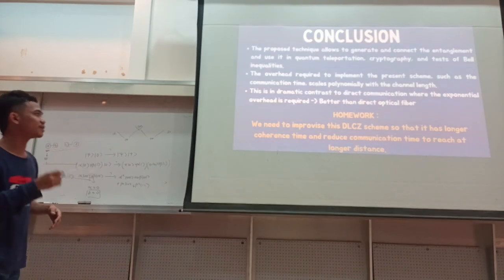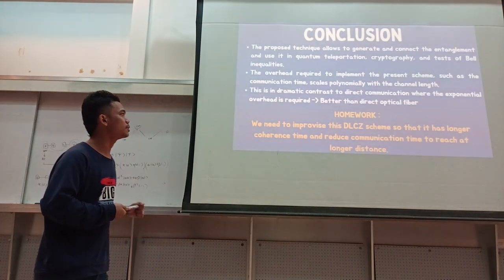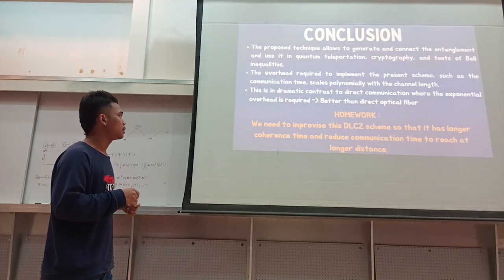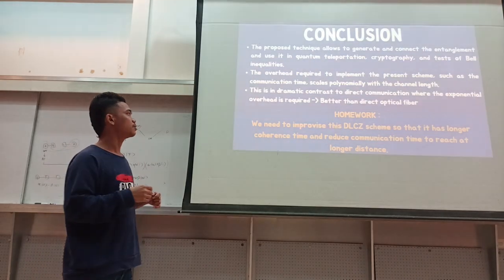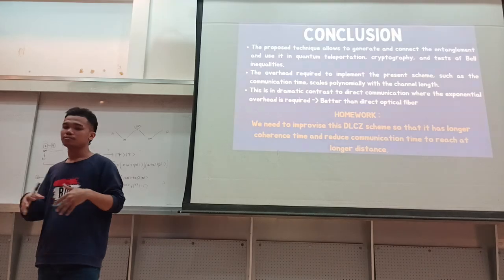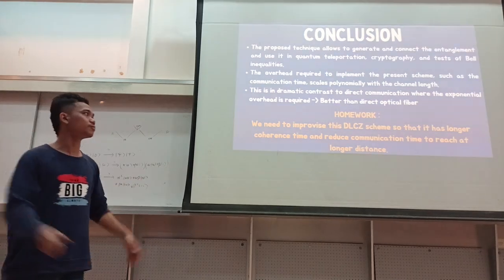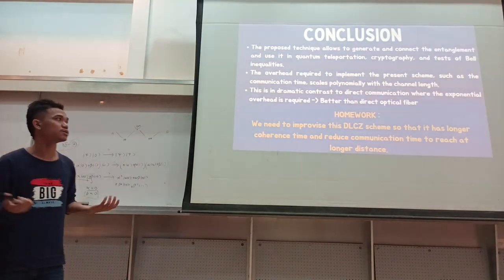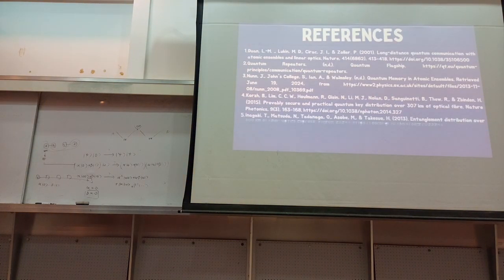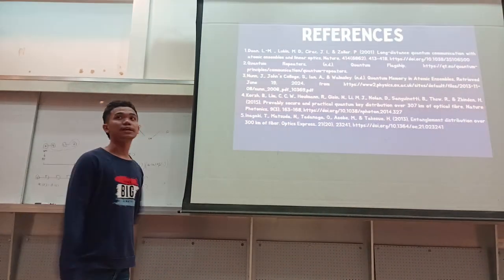So our homework is to improvise, perhaps to modify or upgrade this DLCZ scheme so that it has longer coherence times, so it can store information and the storage time will be increased, and then to reduce communication times to reach longer distances. Of course we don't want it to take a longer time to transmit the information, even over long distances. So we want to reduce this communication time. And with that, this is the reference. You can check out the reference I used to make this presentation. Yeah, thank you very much.